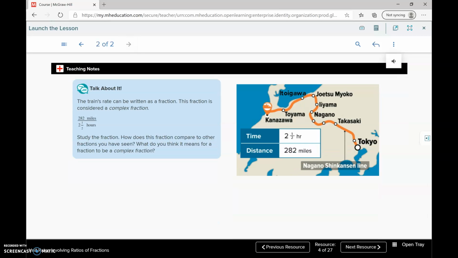So the train's rate can be written as a fraction. This fraction is considered a complex fraction. 282 miles divided by 2.5 hours. Look at that fraction. How does this fraction compare to other fractions you've seen? What do you think it means for a fraction to be complex?